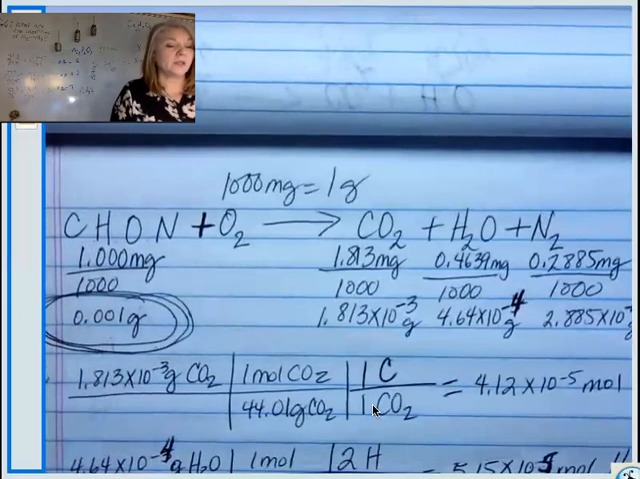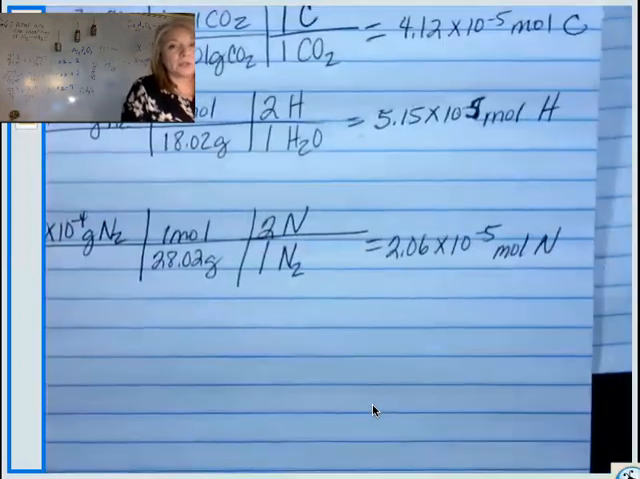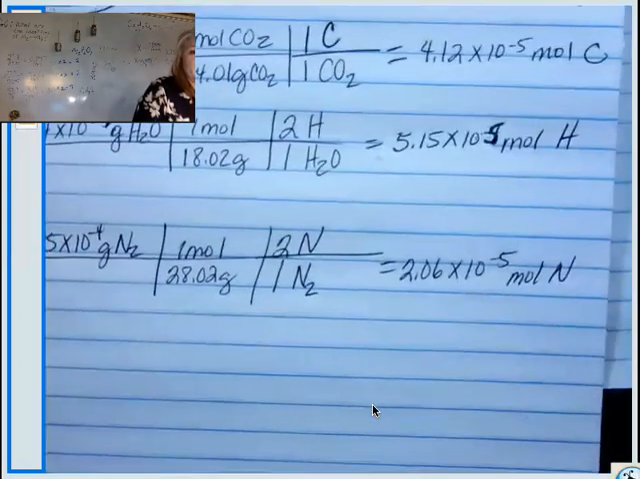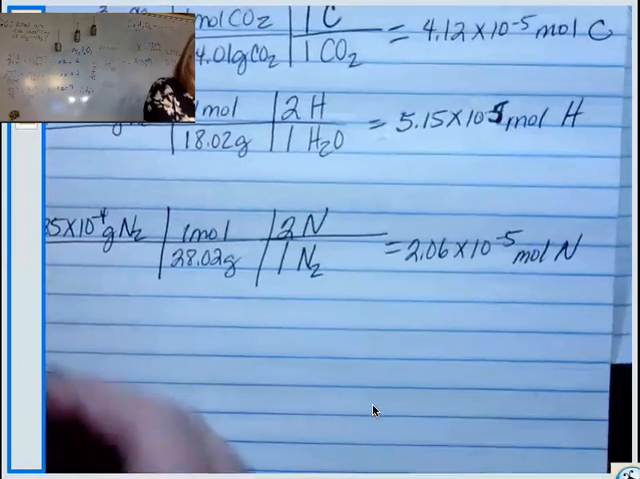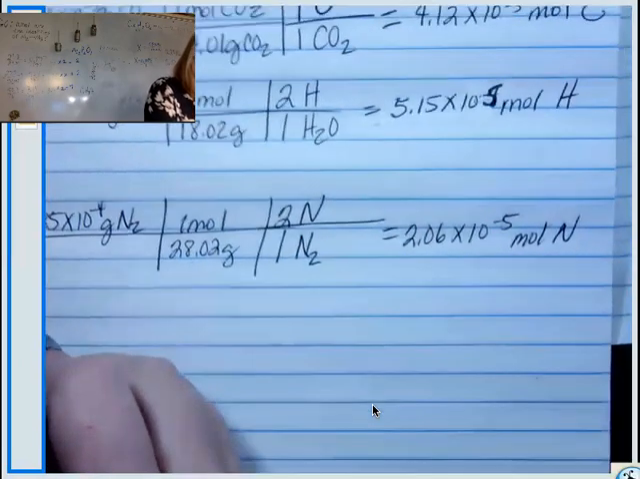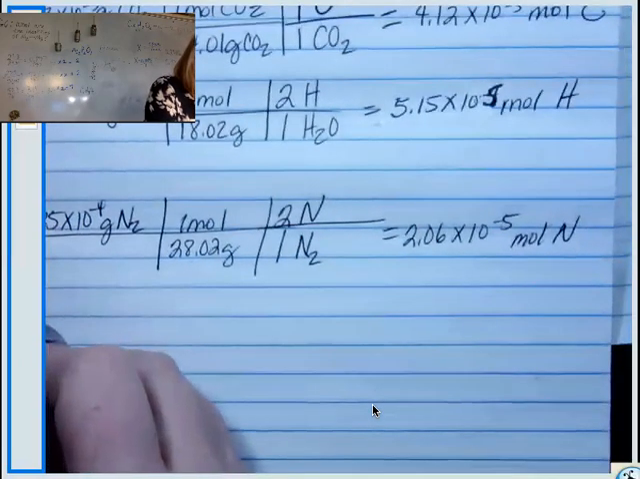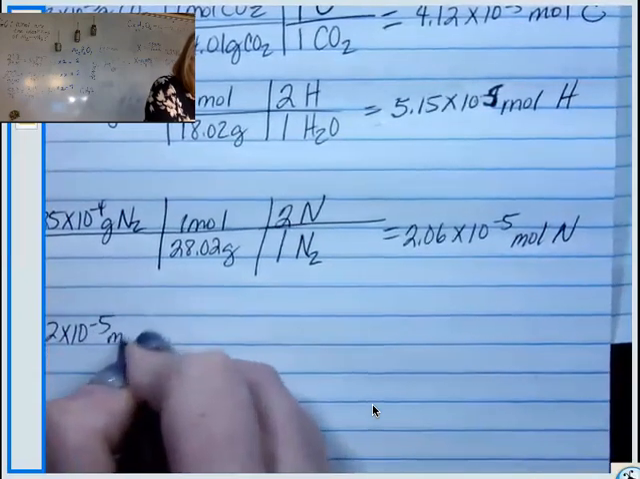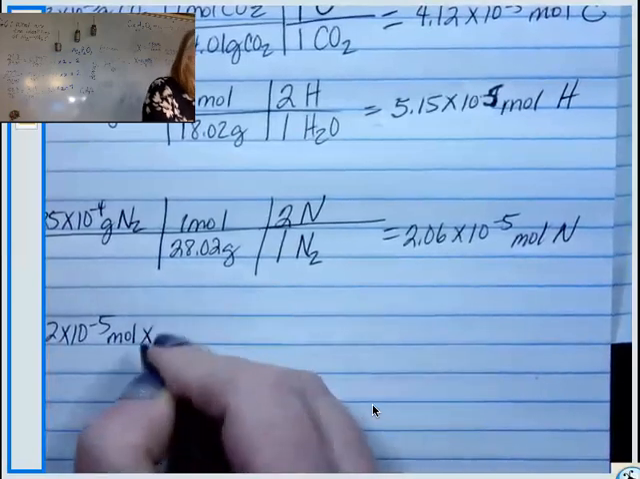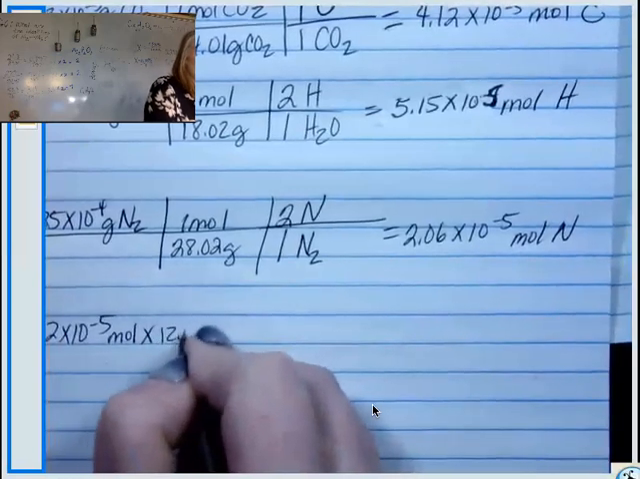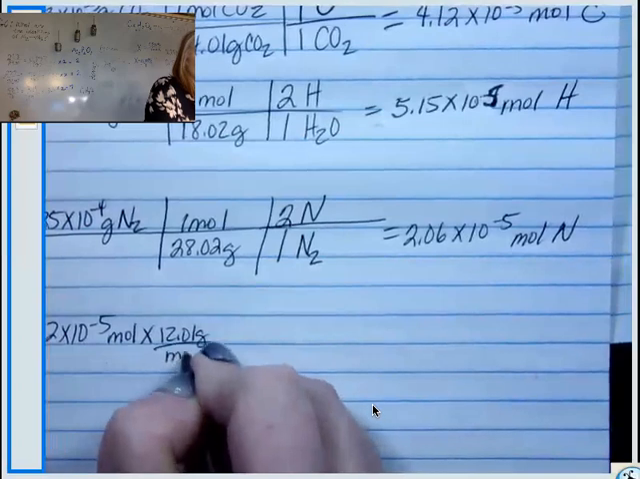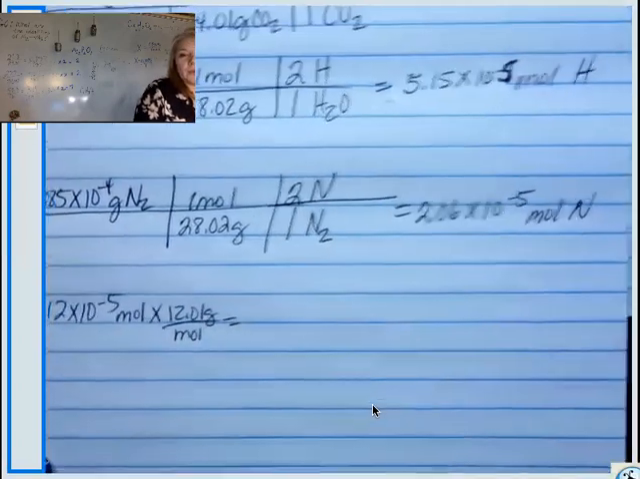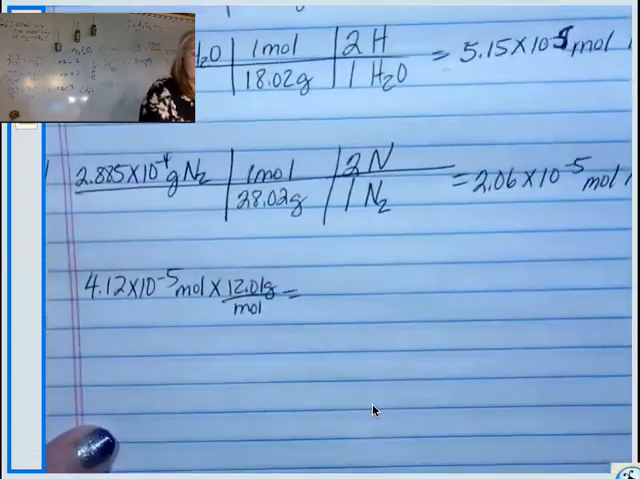We could do that. So don't let go of your mole numbers because you're going to need them, but down a little bit farther on your paper, I want you to simply convert those over to grams real fast. So for carbon, we've got 4.12 times 10 to the negative fifth moles times the molar mass of carbon, 12.01 grams per mole. Do the same thing for your hydrogen and do the same thing for your nitrogen.